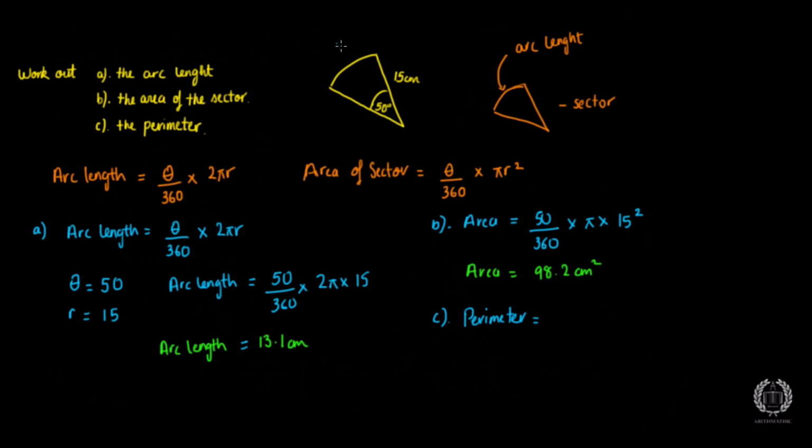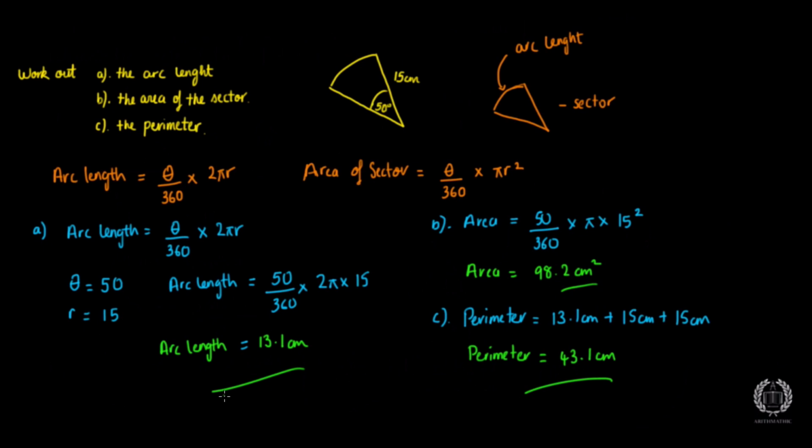So all I'm going to do to find the perimeter is basically my arc length, and the arc length we found from question A, which is 13.1 centimeters. So we have 13.1 centimeters plus the radius, which is 15 centimeters, plus the other radius as well, which is 15 centimeters. So that's the perimeter, if you're pretty much adding all the lengths. If you were to add all this, the perimeter for this sector is going to give us 43.1 centimeters. And that is the perimeter, this is the area, and this is the arc length.